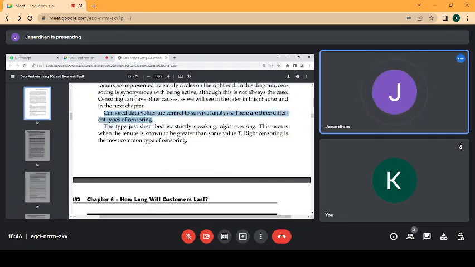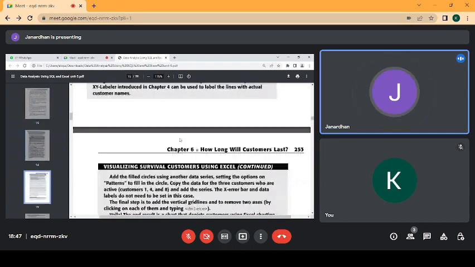The type just described is strictly speaking right censoring. Right censoring occurs when the tenure is known to be greater than some value t. Right censoring is the most common type of censoring.